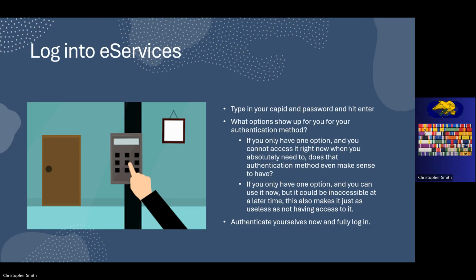So, you're going to type your CAP ID and password and hit enter. What options show up for you guys when you do that? Your two-factor authentication options, because it's a mandatory thing now. So your two-factor options should pop up when you click enter. My phone number and my email. Okay, your phone number, email.